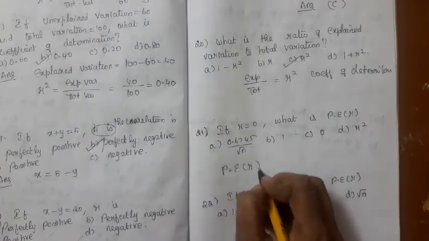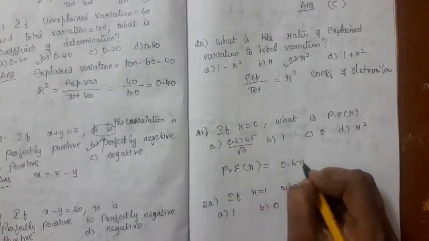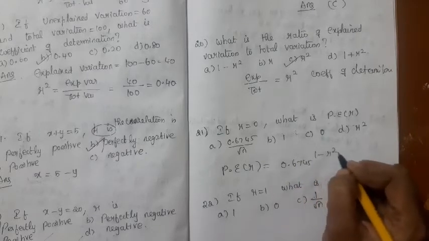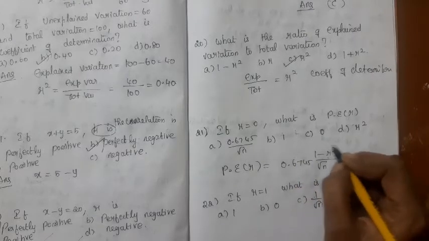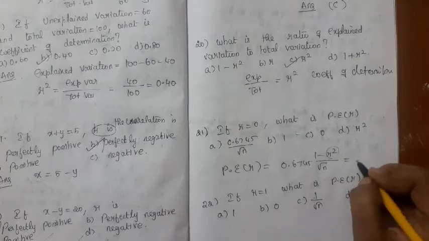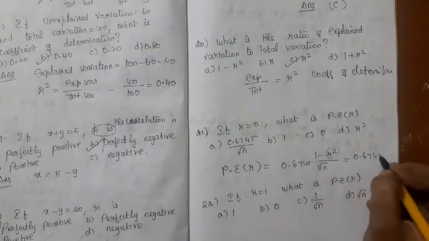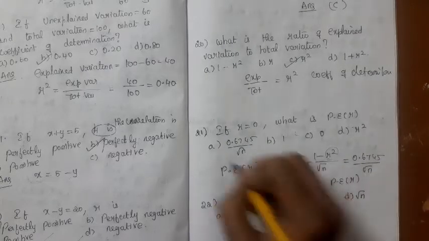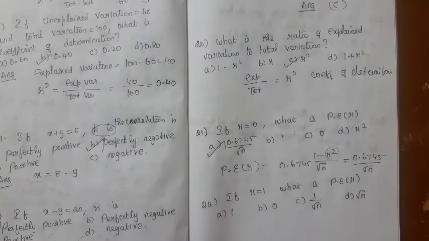If R is equal to 0, what is probable error of R? Probable error of R is 0.6745 into 1 minus R square by square root of n. When R is 0, this term will go. So you will have 0.6745 divided by square root of n. The answer is option A.